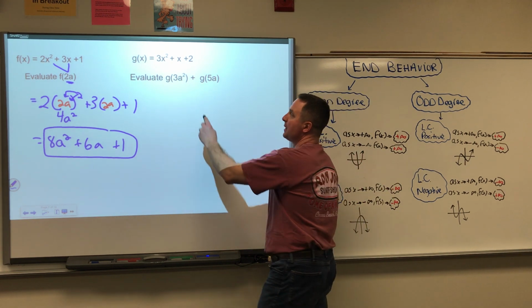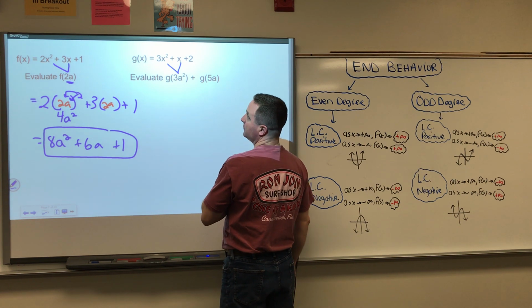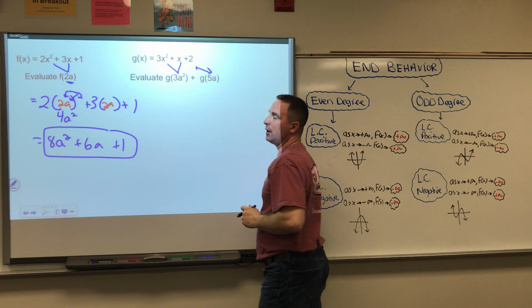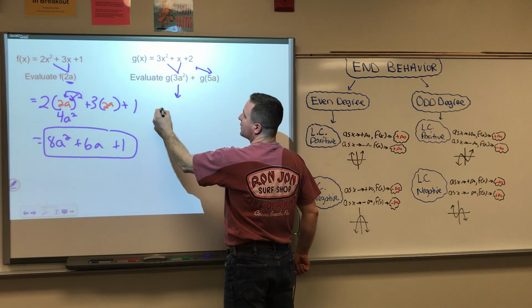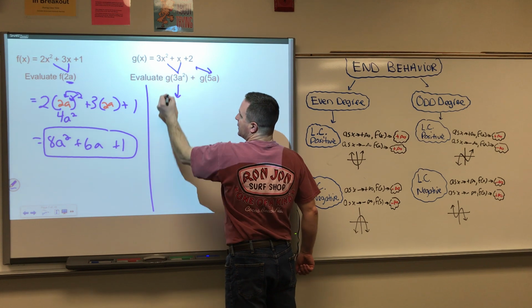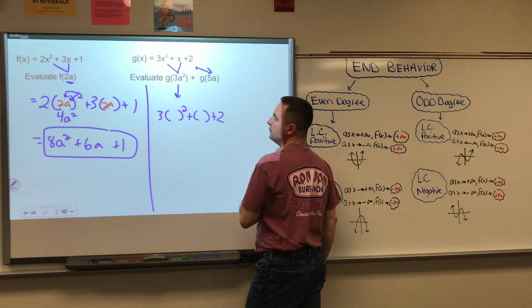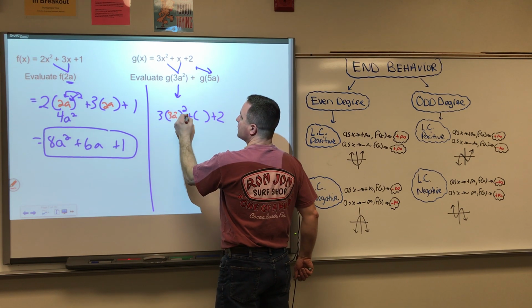Okay, this guy up here, same thing. Okay, I'm going to plug it in there. Okay, then I'm going to add on to it when I plug in a 5 to each one of those. Oh, now this is a two-part problem. So I'm going to do this one first, g of 3a squared. Okay, that's going to turn into 3 times something squared plus something plus 2. And I'm going to plug in a 3a squared for each of those.